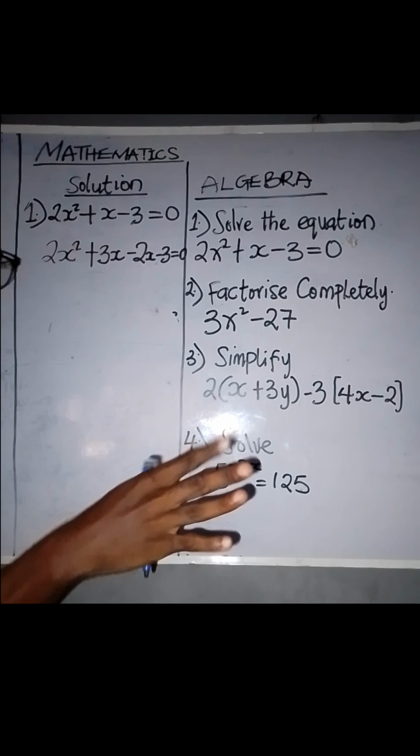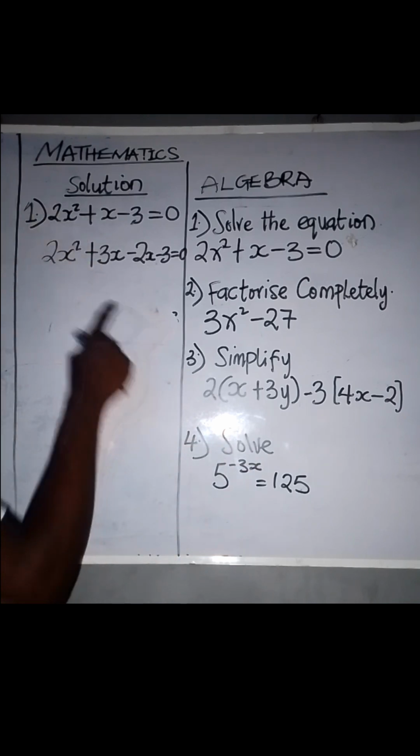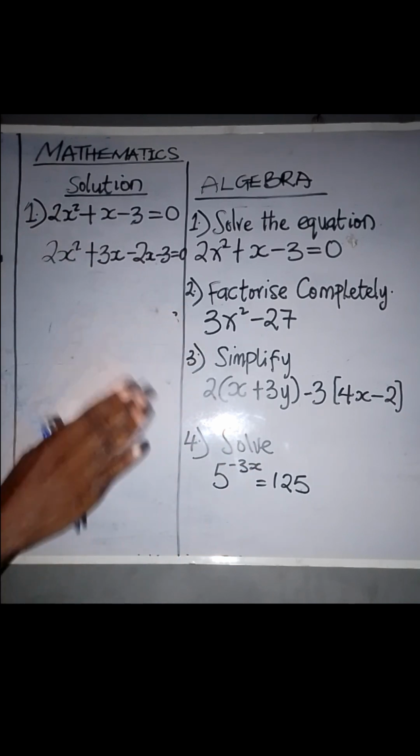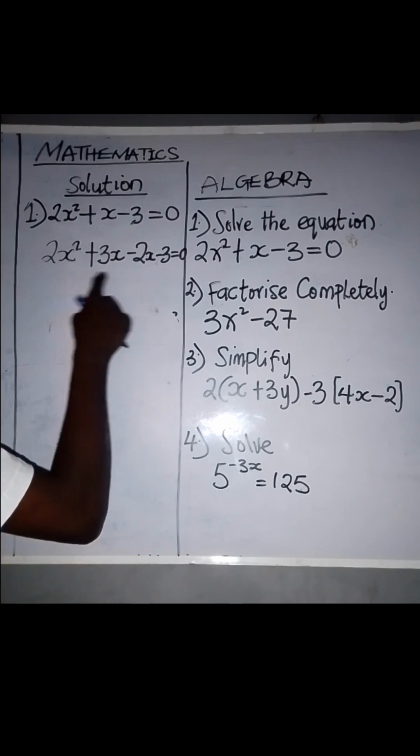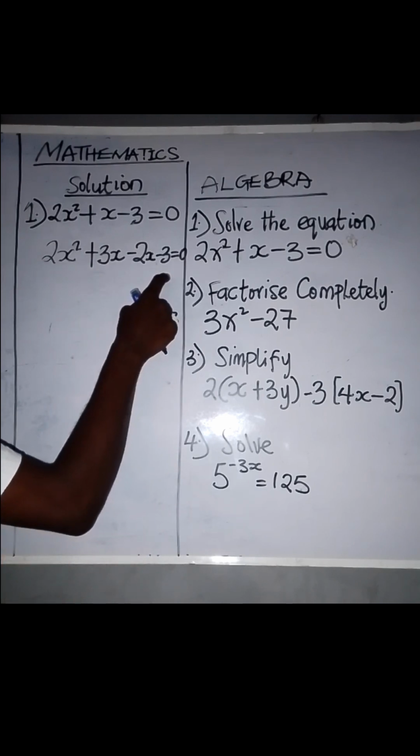So inside those factors, which of them will I add together to give me 1? I'm picking plus 3 and minus 2 in those factors to give me 1. That's why I had to represent it here. So my equation becomes this.